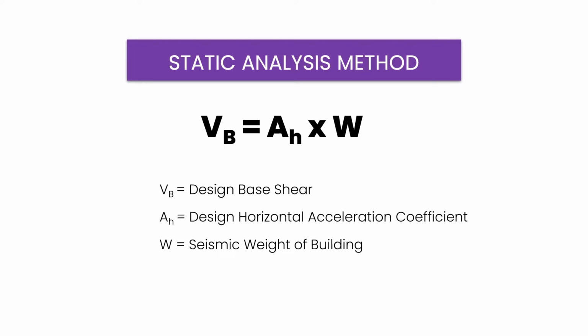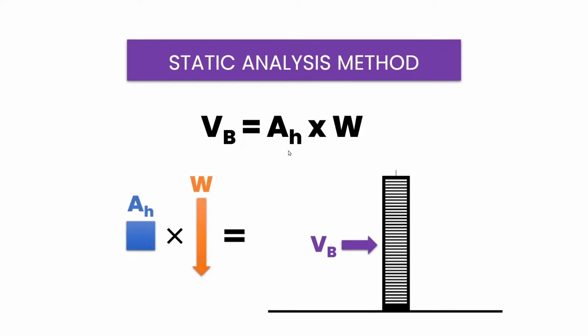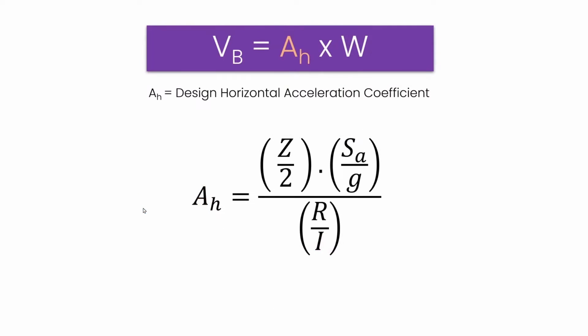So in the manual method, we had to go through what is called the static analysis method. In that, we needed to find this design base shear, which is called VB. Don't worry about all these. The main thing was to find this AH value, which is a coefficient. So basically this entire equation is nothing but the weight of the building multiplied by some coefficient, which gives the value of the horizontal force which you need. So this is the force we are looking for. For the first step, we need the AH. So we calculate AH using this huge formula, which I broke down in my previous video.